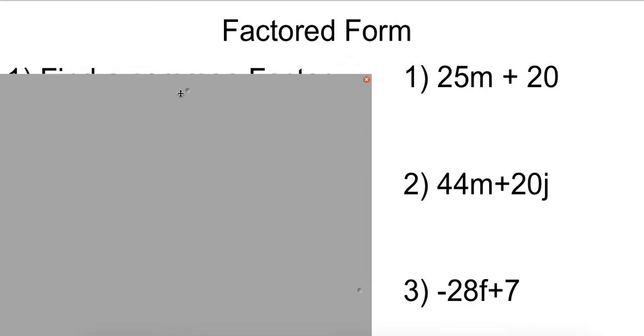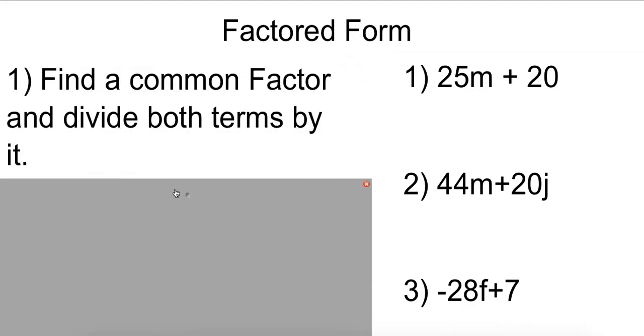The first thing you want to take care of is finding a common factor and divide both the terms by that same factor. So what I mean by term is, for example, 25m is a term and 20 is a term. Terms are mostly separated by addition signs or different operations. So we have two different terms here, and I'm looking for a number that divides 25 and 20 evenly. So I don't want any decimals and I don't want any fractions.